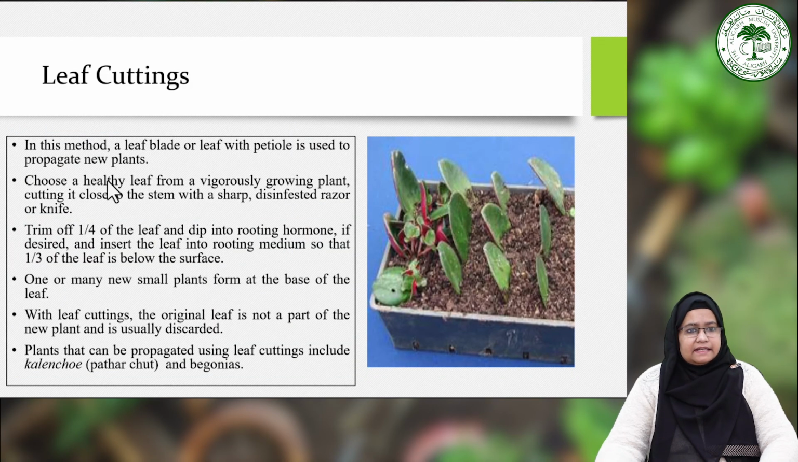Lastly, among cuttings is the leaf cutting. In this method, a leaf blade or leaf with petiole is used to propagate new plants. Choose a healthy leaf from a vigorously growing plant, cutting it close to the stem with a sharp disinfected razor or knife. Trim off one quarter of the leaf and dip into rooting hormone if desired, and insert the leaf into rooting medium so that one third of the leaf is below the surface.